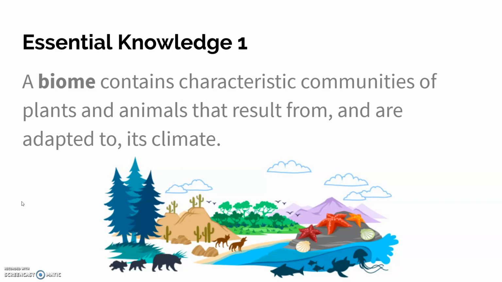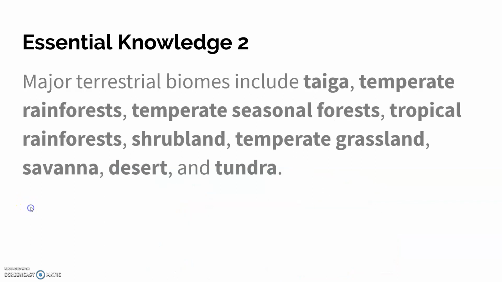A biome contains characteristic communities of plants and animals, and they are adapted to the specific combination of precipitation and temperature in that area. That determines climate, and therefore determines what kind of plants and animals are able to thrive in that climate. The major terrestrial biomes include the taiga, temperate rainforest, temperate seasonal forest, tropical rainforest, shrubland, temperate grassland, savanna, desert, and tundra.